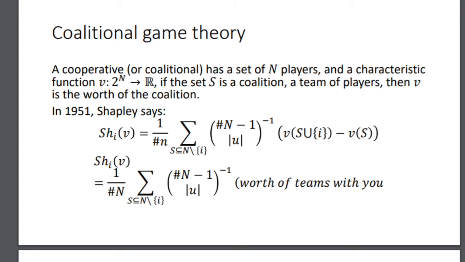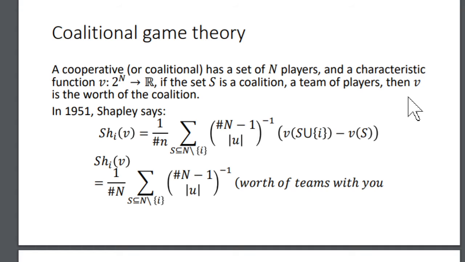It's 0. What's the value of having all the players from the game in your team? It's the maximum that you can get, because you can't have more value than that. And we have values from 2 to the power n because we are going to the set of subsets of n, so it's correct. And if we have a set S, so a coalition, a team of players, then v of S is called the worth of the coalition in game theory.